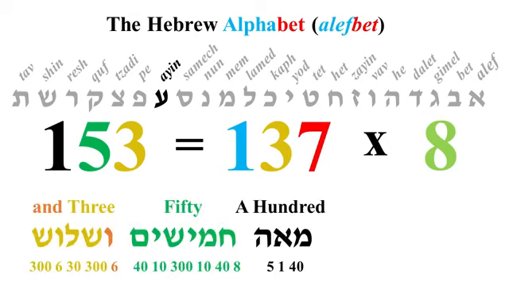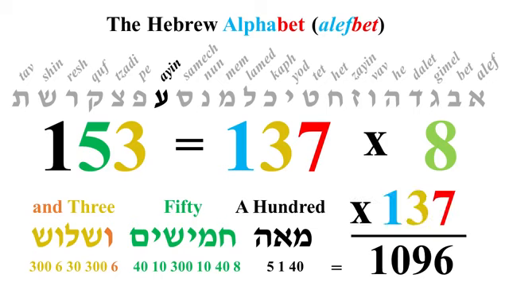Well, if you write 153 in Hebrew and put in the gematria values, it adds up to 1096, and that is 8 times 137. Whew, how does he do that? Oh, I don't know. Unbelievable. What a mighty God we serve.